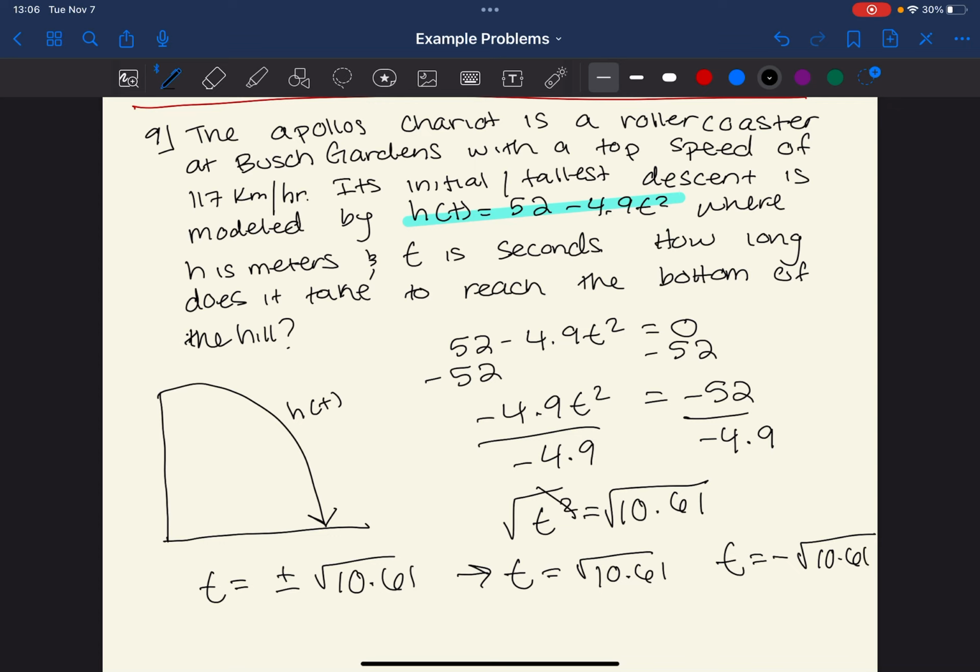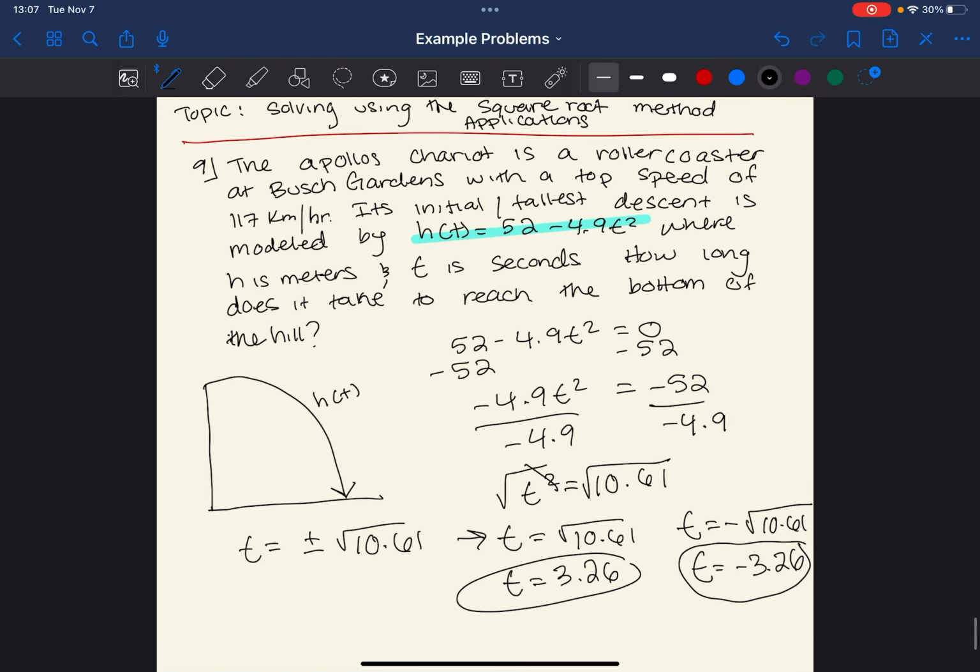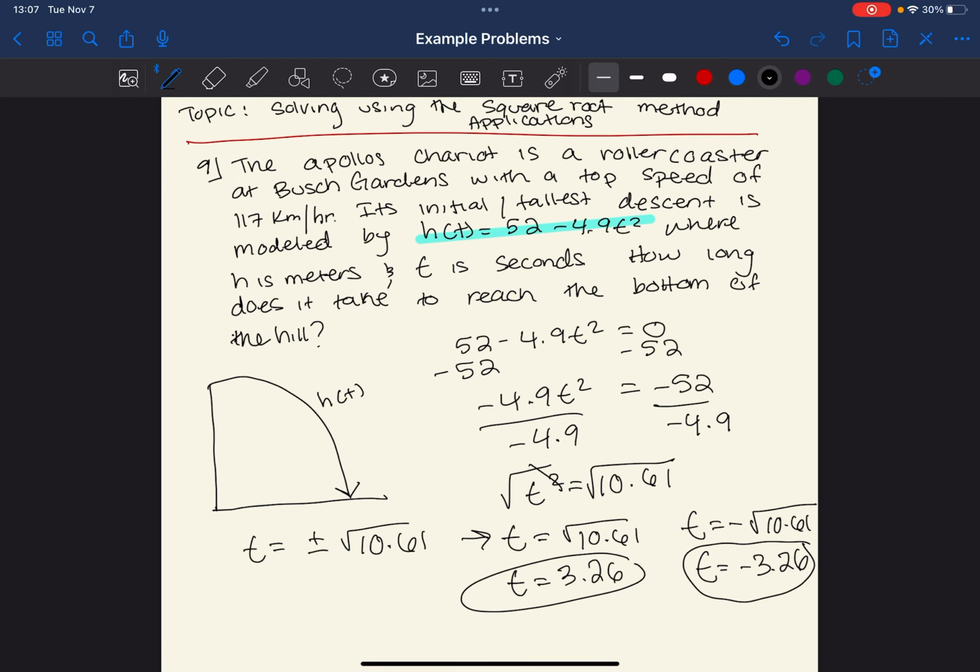So plugging in the square root on my calculator, I get 2 answers of t is equal to 3.26 and t is equal to negative 3.26. Remember here, t is being represented as time, which is in seconds.